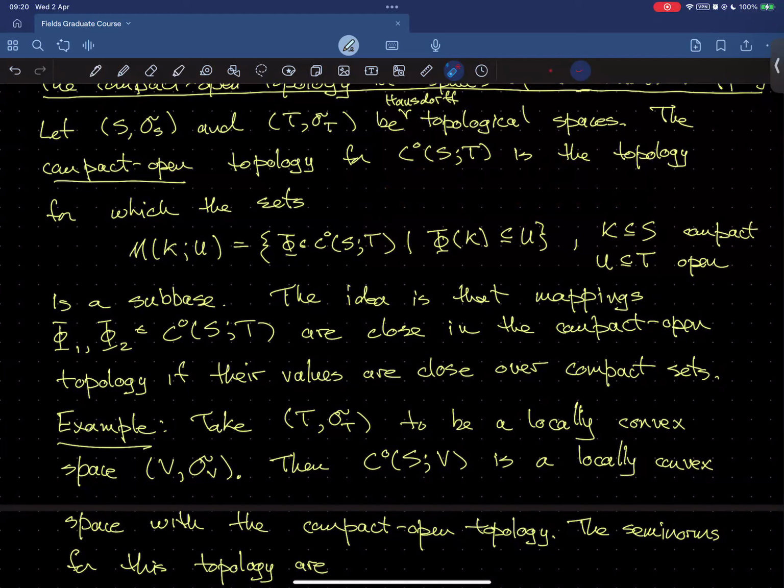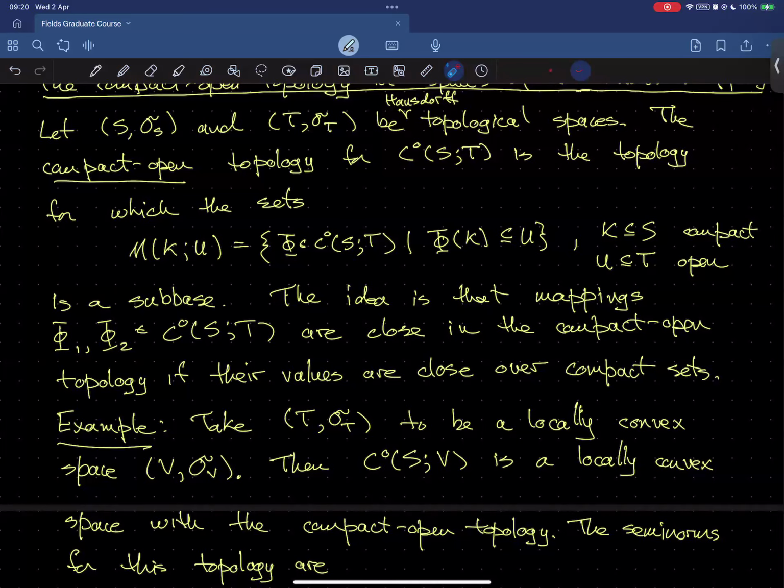All right, so that's what we're going to define here, a subbase, and the subbase is defined by taking a K and a U, where K is compact in S and U is open in T. Remember, I'm defining a topology for the set of mappings. It's going to be the set of all mappings which map K into U. The definition is simple enough.